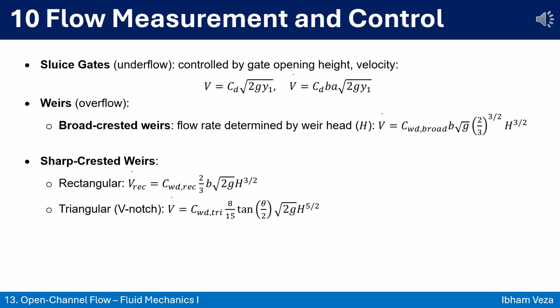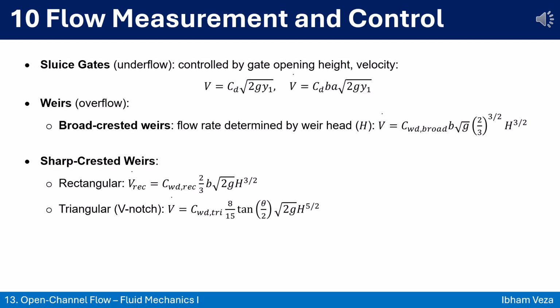Start with sluice gates. These are underflow devices, meaning water flows beneath the gate. The velocity of flow depends on how much the gate is opened and the upstream depth, y1. Two forms are common, one using a general discharge coefficient, C_D, and the other introducing width B and opening height A through the equation V equals C_A times B times A times the square root of 2g times y1. These equations allow you to predict how much water will pass for a given gate configuration.